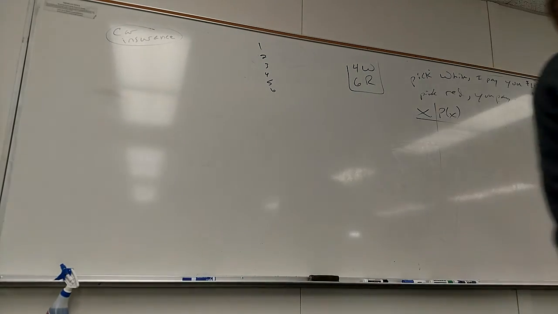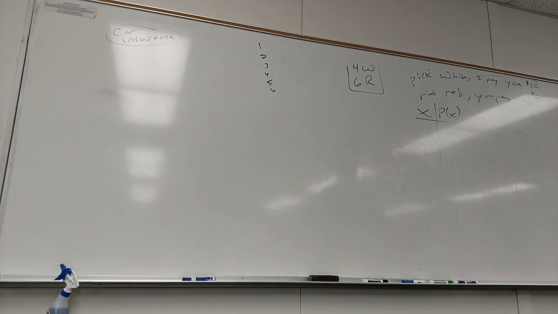How many rows will there be? Why did I log in? How many rows will there be? How many outcomes are there? 2. So there should be 2 rows.